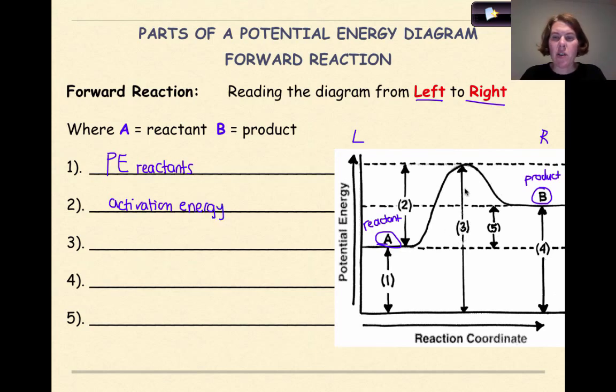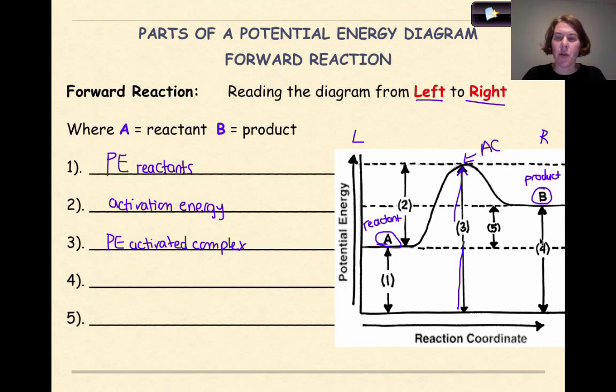Now let's find 3. Here's 3, this whole huge big line going all the way down here. 3 represents the potential energy of the activated complex. What that includes really is basically adding together the potential energy of your reactants plus your activation energy. So it's all the energy needed to get to the very top of the activated complex, which is right here.